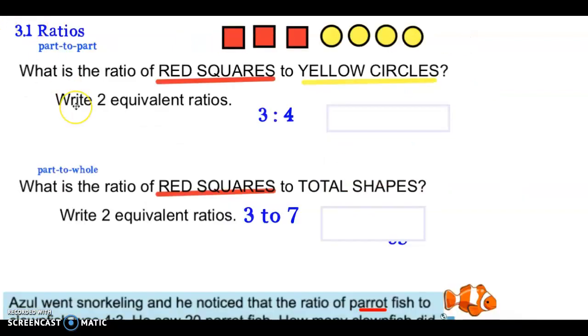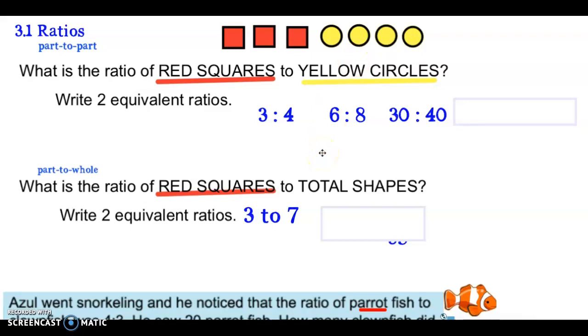Here's an example of 3.1, how to read and write ratios and find equivalent ratios. What is the ratio of red squares to yellow circles? We can see there's 3 red to 4 yellow, so the ratio is 3 to 4. We could also write it like this. For every 6 red squares, we need 8 yellow circles. We just doubled both of those numbers. 3 times 2 is 6, and 4 times 2 is 8. Or we could come up with another equivalent ratio. If we take the original number and multiply both by 10, we get 30 to 40. These are equivalent ratios. This shows a part-to-part ratio because we're asking about squares to circles.